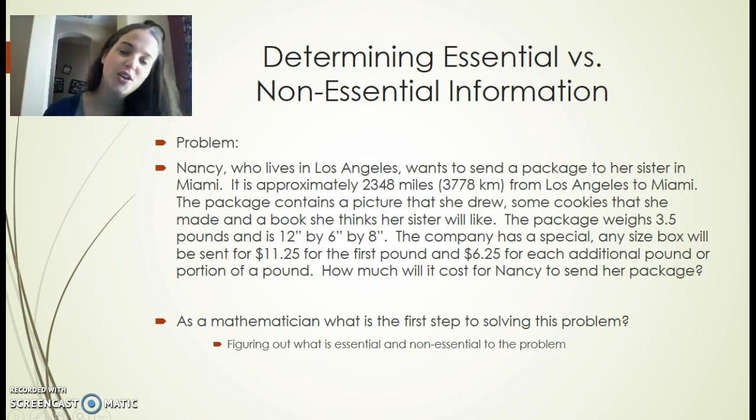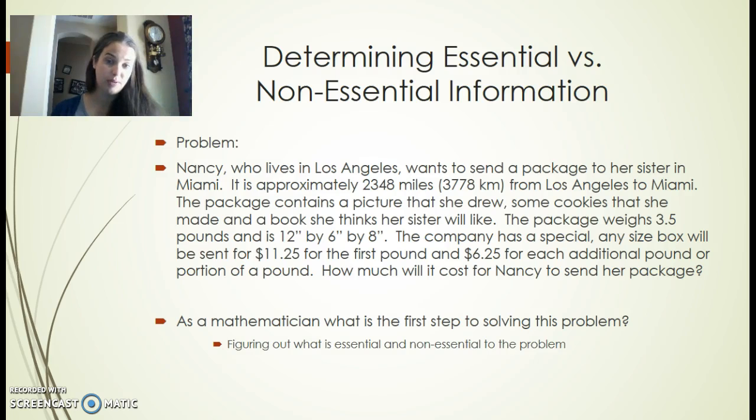Found a good spot. So we're going to talk about determining essential and non-essential information. I'm going to give you guys a problem, and I want you to tell me what you think we would do. So Nancy, who lives in Los Angeles, wants to send a package to her sister in Miami. It is approximately 2,348 miles from Los Angeles to Miami.